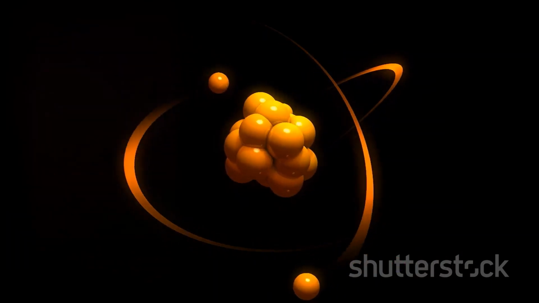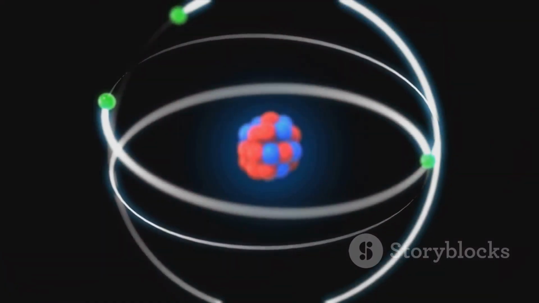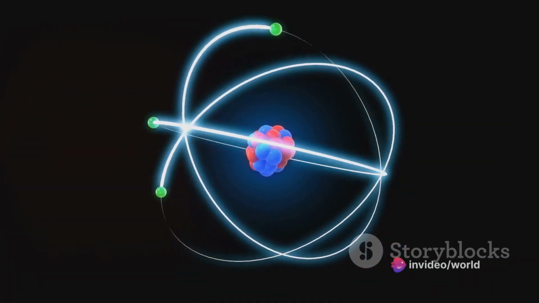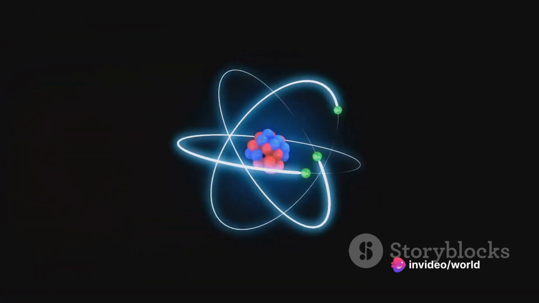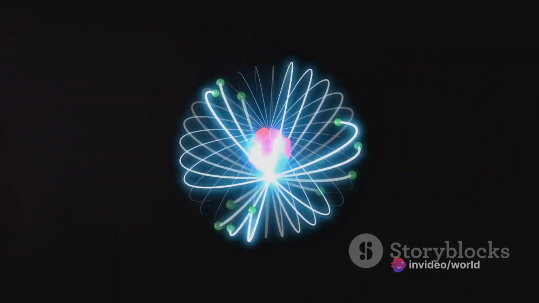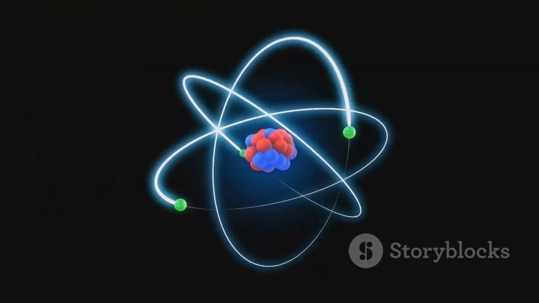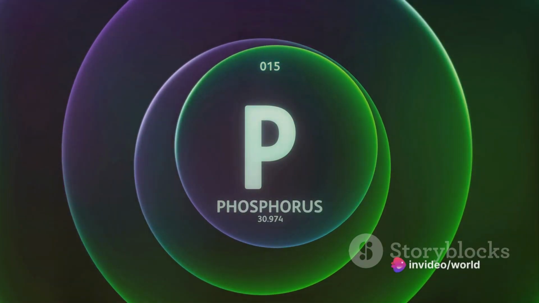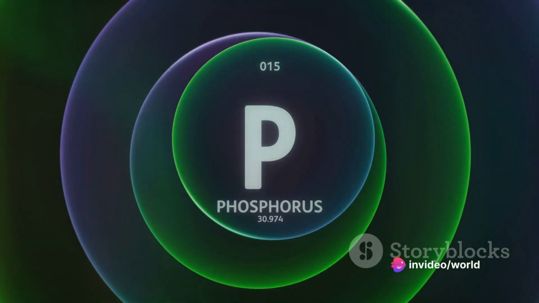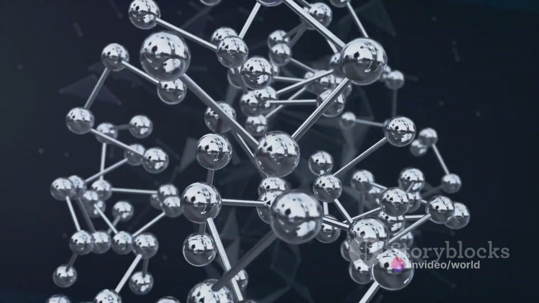Picture two people meeting for the first time at this party. Let's call them silicon and silicon. They're identical twins, each with 4 valence electrons. But to be truly stable, they need 8. So what do they do? They form a pact. Each silicon shares its 4 electrons with the other, creating a bond where both feel complete. This mutual sharing and holding of electrons is the essence of covalent bonding. But what happens when a silicon atom meets someone new at the party, like phosphorus?